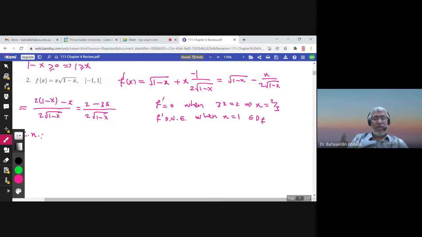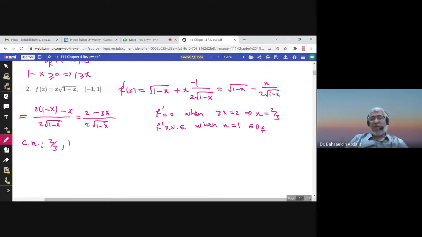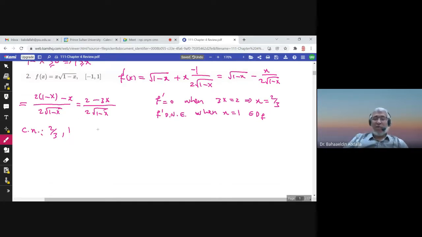And the two critical numbers are 2 over 3 and 1. And these two critical numbers belong also to the interval negative 1 and 1. Okay, to find out whether at these two critical numbers we have a local maximum or local minimum, I can find the second derivative, but the second derivative is not easy here. So I will use the first derivative test.